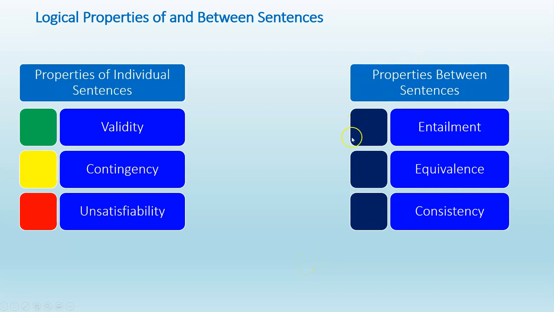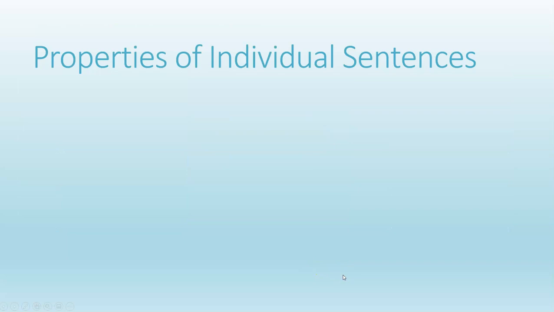So we have here several relationships between sentences or sets of sentences, and we have properties of individual logic sentences. And in this chapter we're going to talk about the relationship between those. So let's first talk about properties of individual sentences.